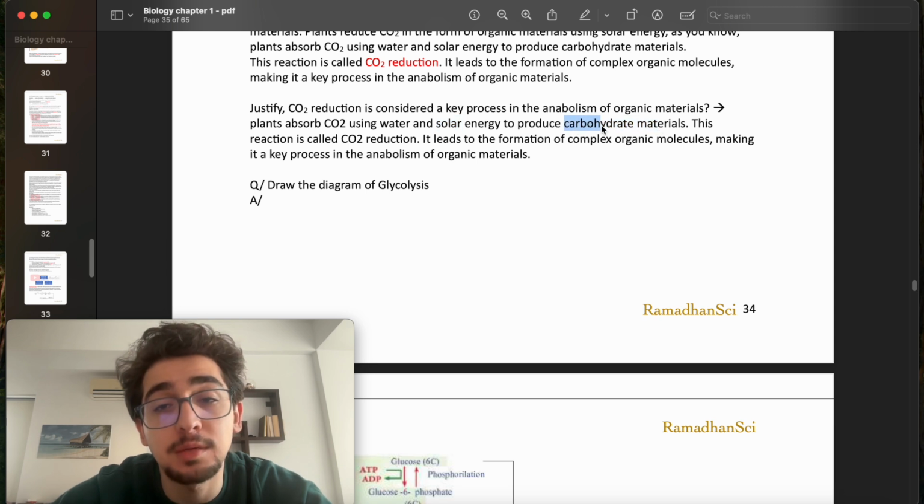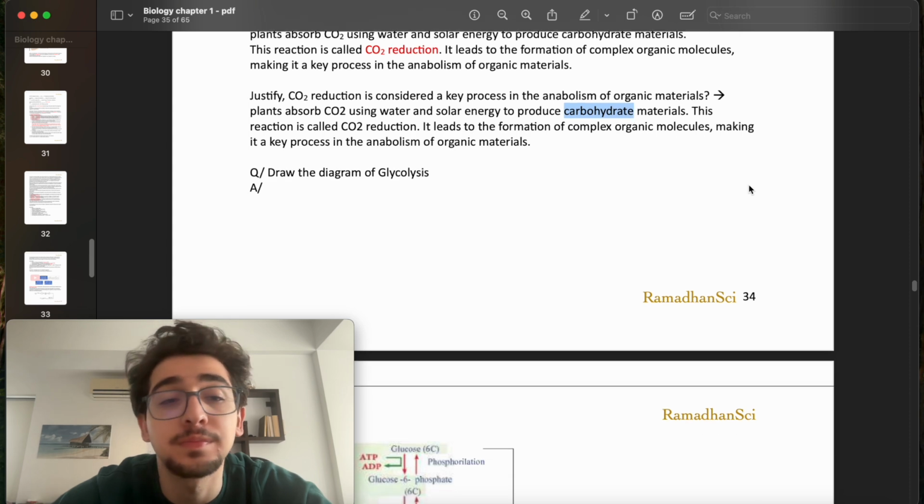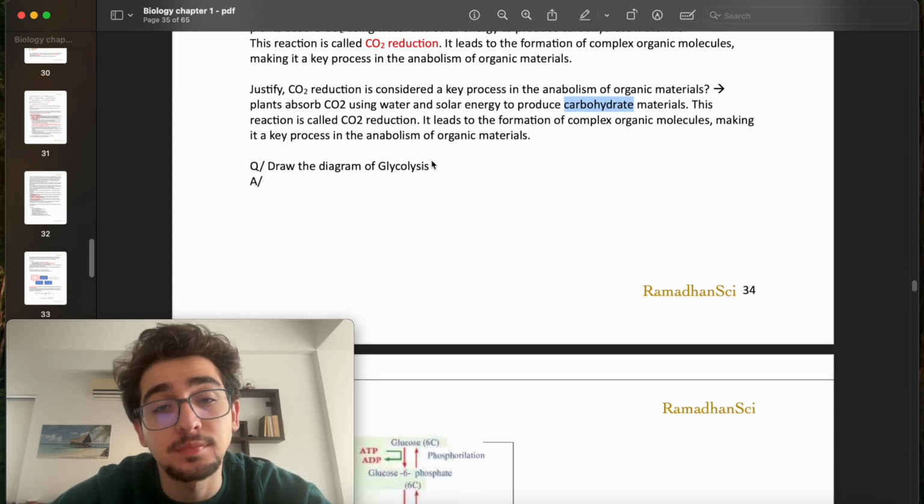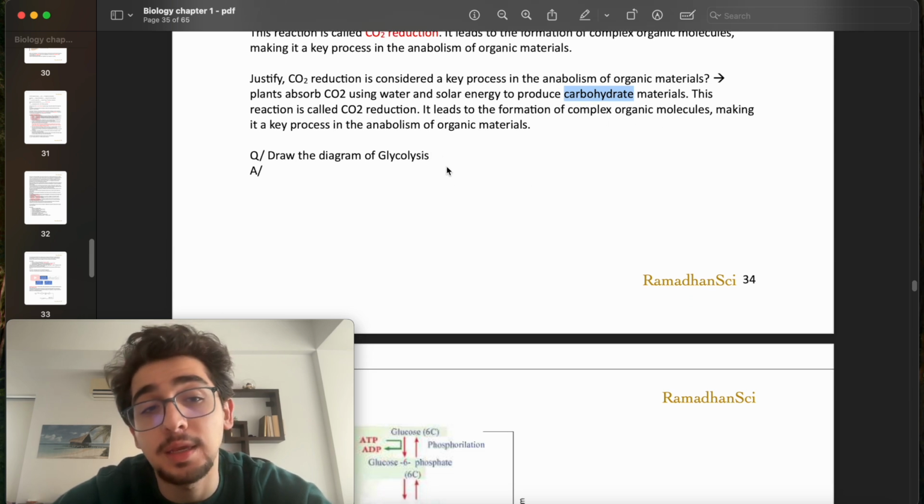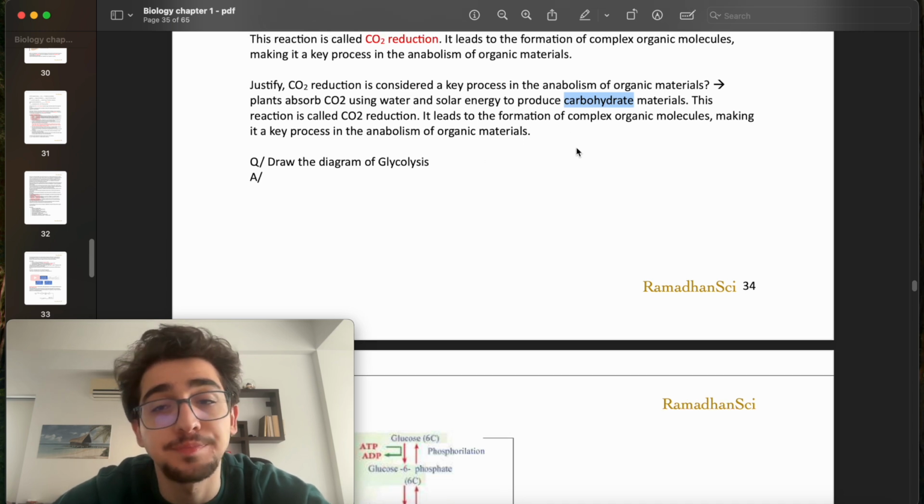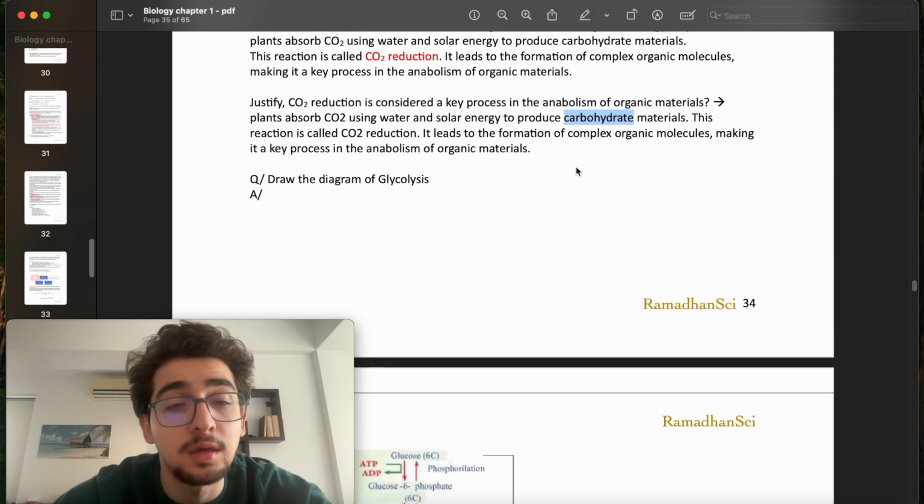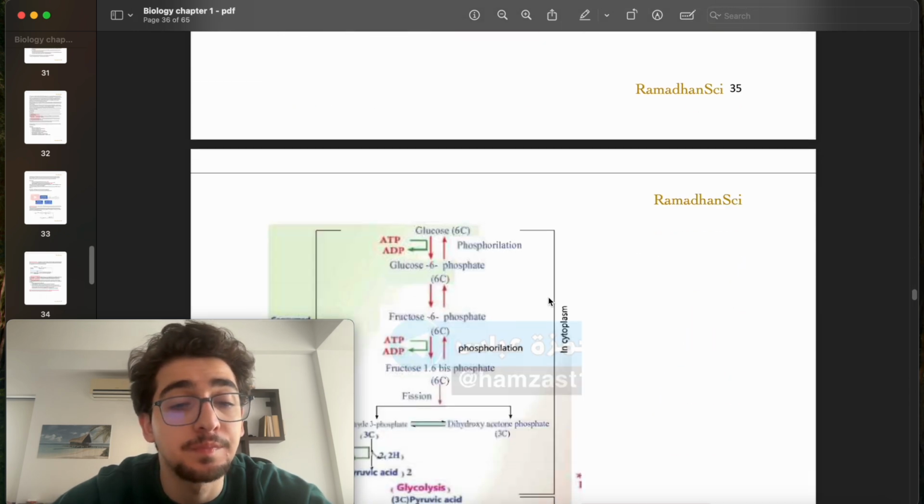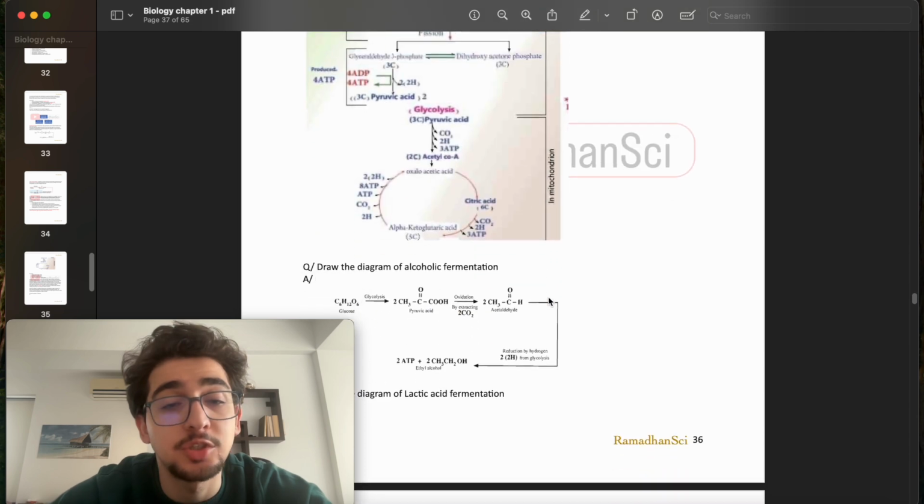Now, carbohydrate means, again, CH, organic molecules. This reaction is called CO2 reduction. It leads to the formation of complex organic molecules, making it a key process in the anabolism of organic materials. Very simple. I don't see where the hard part is. Just 3 questions.